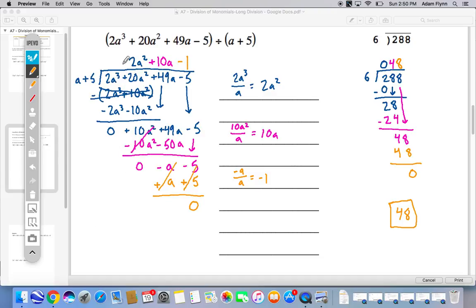So my final solution is right up here. I have 2a squared plus 10a minus 1.